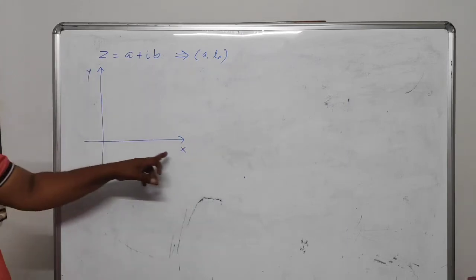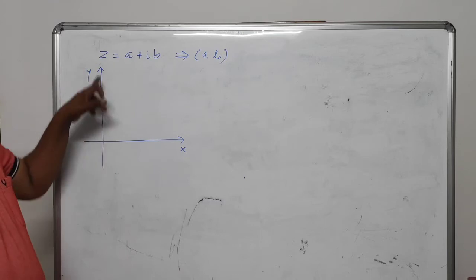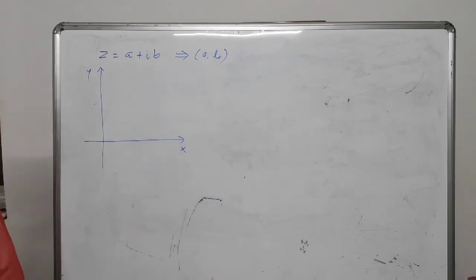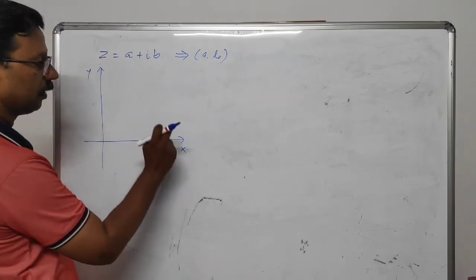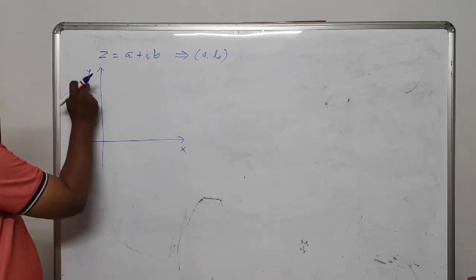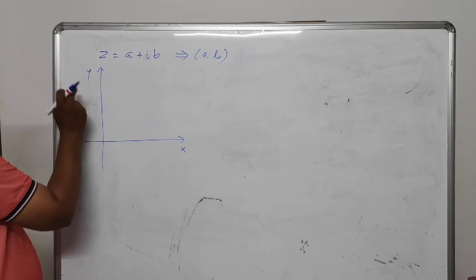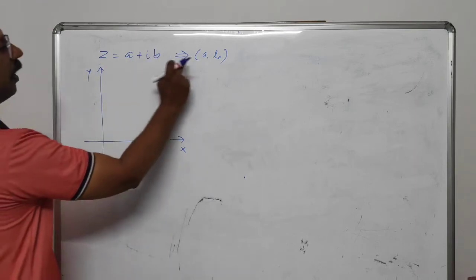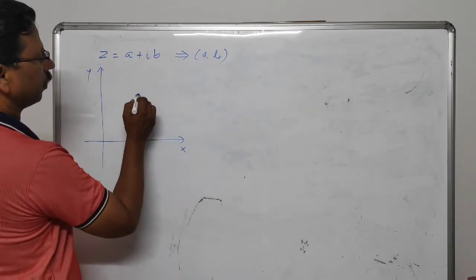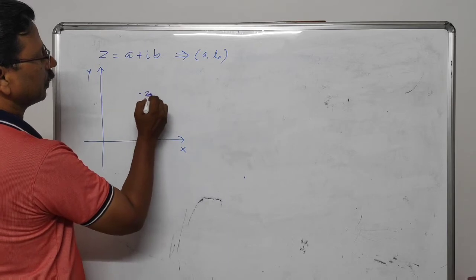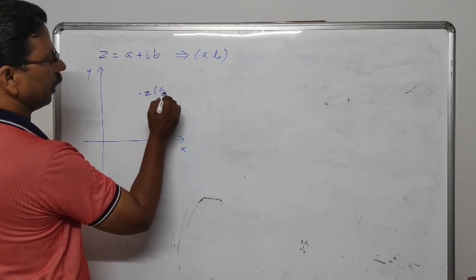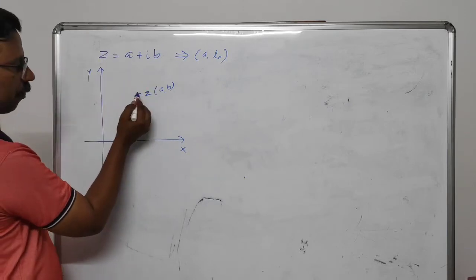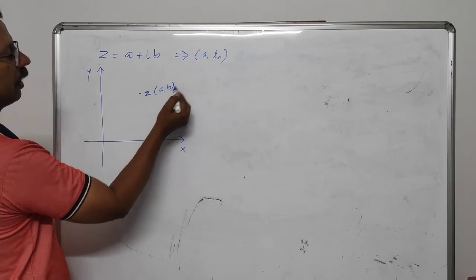Along the x-axis we can take the real part, and along the y-axis we can plot the imaginary part. Therefore the x-axis is called the real axis and the y-axis may be called either the imaginary number axis or the imaginary axis. Now we want to plot this point (a, b); z is nothing but the coordinates (a, b). This is the point we are representing, with coordinates (a, b).